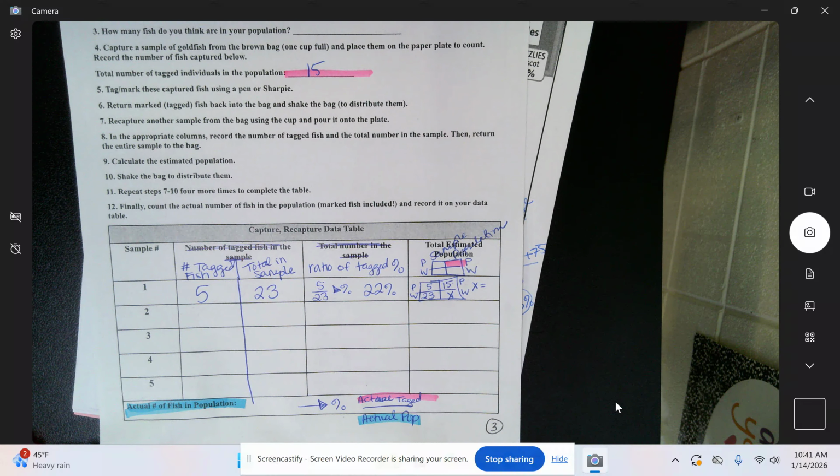When you've captured all your samples, you need to then count how many total fish are in your bag and record that number here. Then you can eat your fish. Don't eat the fish until after you have counted how many total fish are in the bag. And then you can do all the math. Okay?